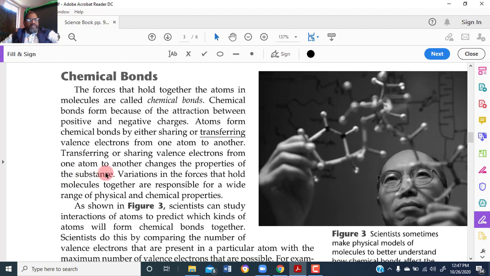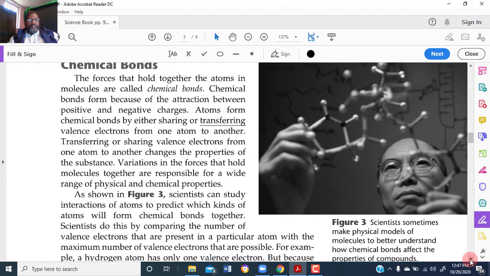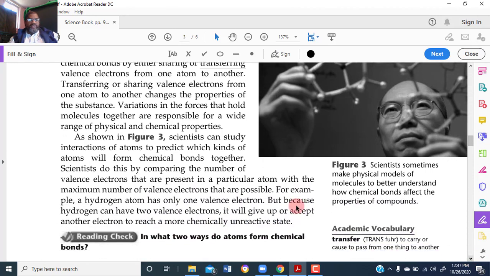Variations in the forces that hold molecules together are responsible for a wide range of physical and chemical properties. As shown in figure 3, there's a physical model of a molecule. Scientists can study interactions of atoms to predict which kinds of atoms will form chemical bonds together. Scientists do this by comparing the number of valence electrons that are present in a particular atom with the maximum number of valence electrons that are possible.